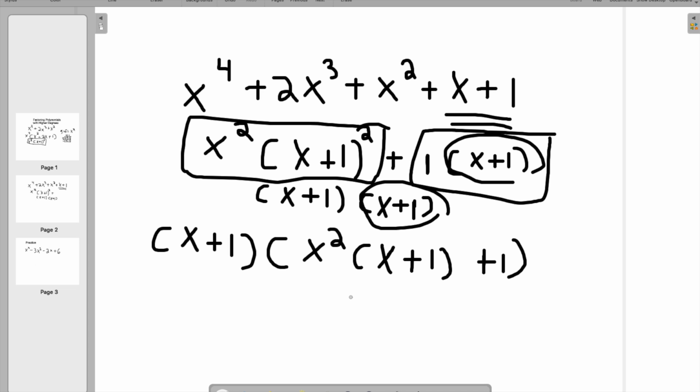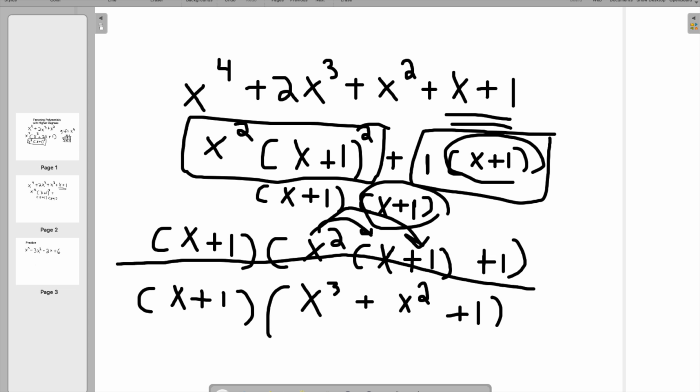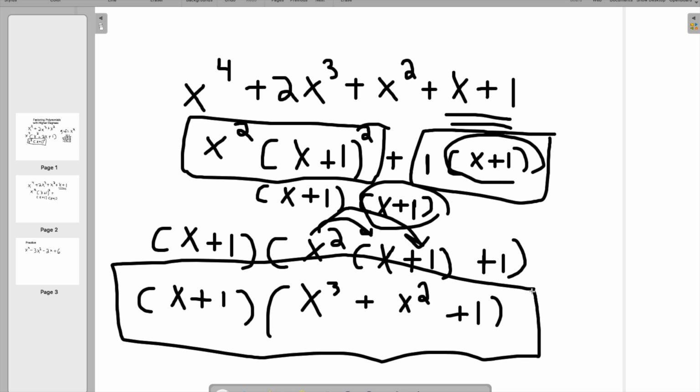So what we're going to do next is distribute x squared to both terms in the parentheses. So it's going to be x to the third power plus x squared plus 1, because that's what was in our parentheses. And then we're going to write x plus 1 in the front. And there we have it. That's our answer.